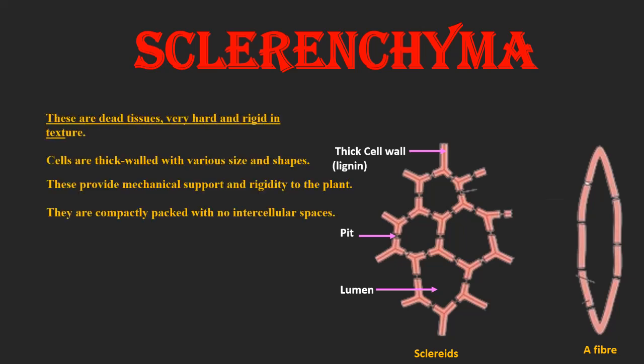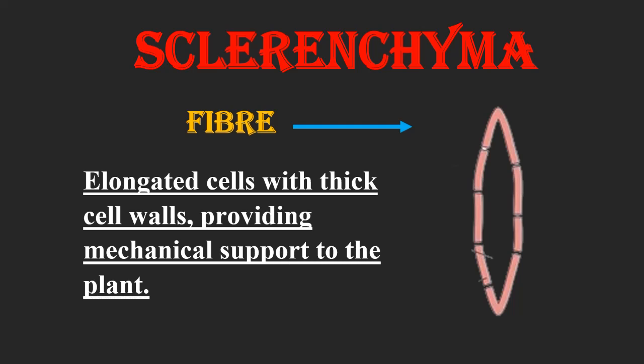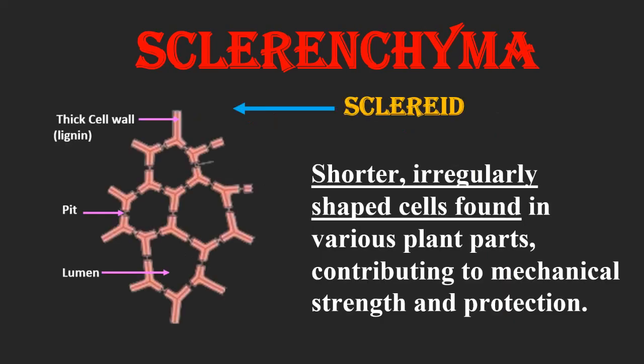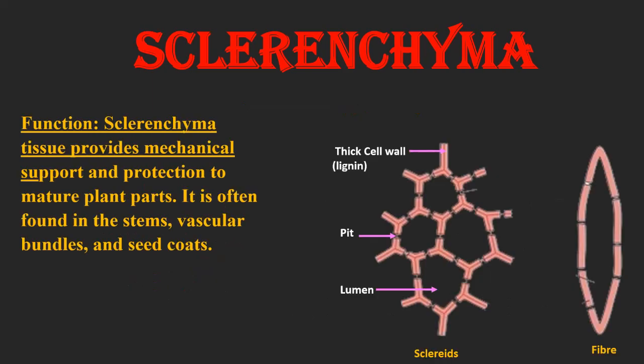Sclerenchyma structure. These are dead tissues, very hard and rigid in texture. Cells are thick-walled with various sizes and shapes. These provide mechanical support and rigidity to the plant. They are compactly packed with no intercellular spaces. There are two main types: fibers, elongated cells with thick cell walls providing mechanical support to the plant, and sclereids, shorter irregular shaped cells found in various plant parts, contributing to mechanical strength and protection. Function: sclerenchyma tissue provides mechanical support and protection to mature plant parts. It is often found in the stems, vascular bundles, and seed coats.